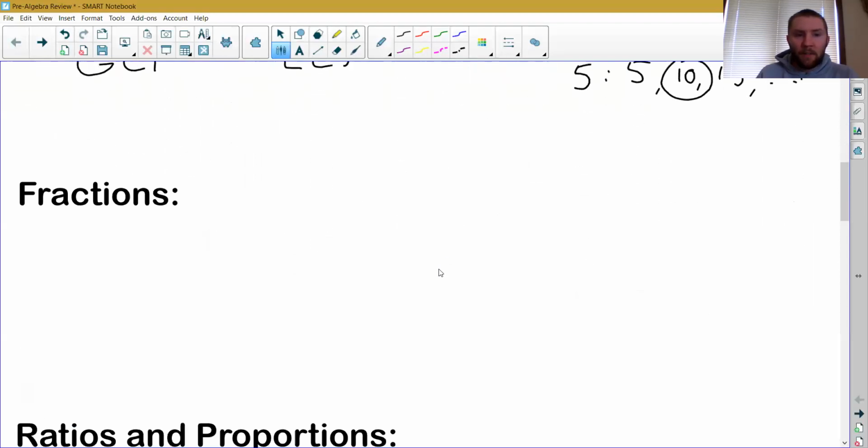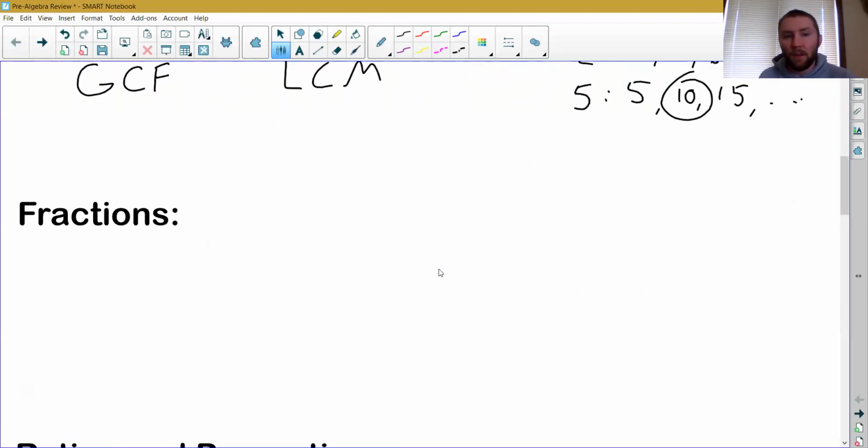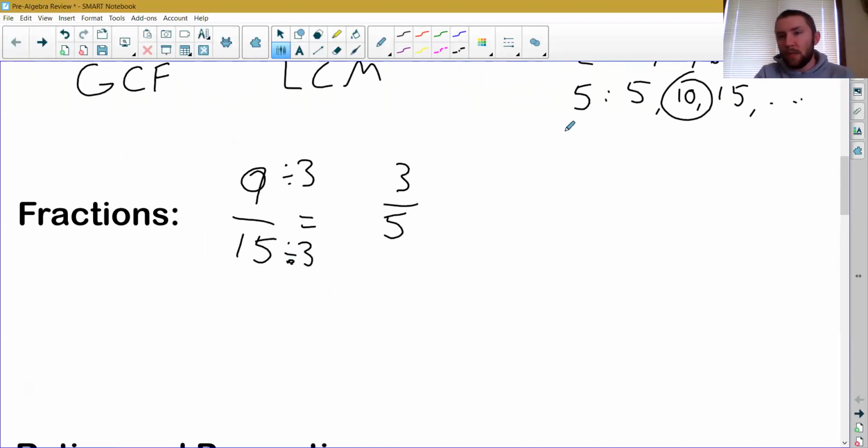Then we dealt with fractions. We did a lot with fractions, starting with reducing fractions, let's say 9/15, right? We reduce fractions by finding a common factor. So what are factors of 9 and factors of 15? Well, I can divide both by 3. Divide by 3, and I end up with 3/5. Okay, so we started with reducing fractions.